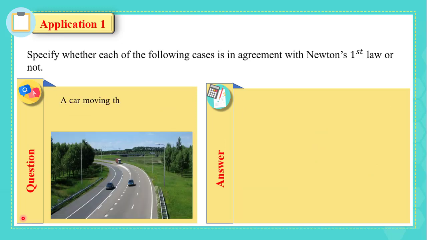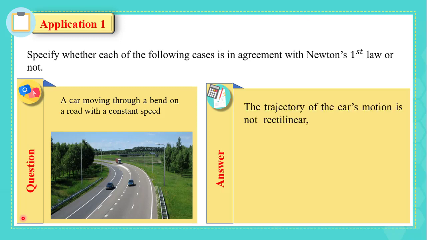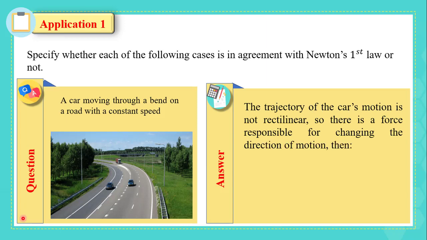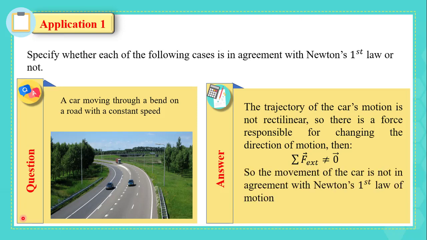Now we have a car moving through a bend on a road with a constant speed. In this case, the trajectory of the car's motion is not rectilinear, so there is a force responsible for changing the direction of motion. Then, the sum of the external forces acting on the car is different than 0, and in this case, the movement of the car is not in agreement with Newton's first law of motion.